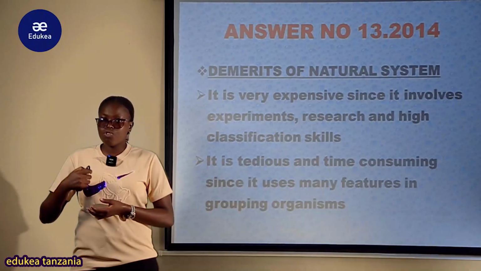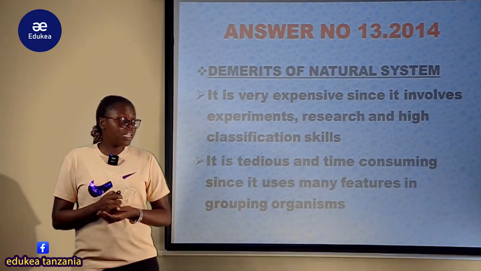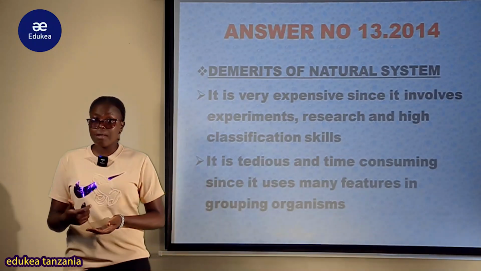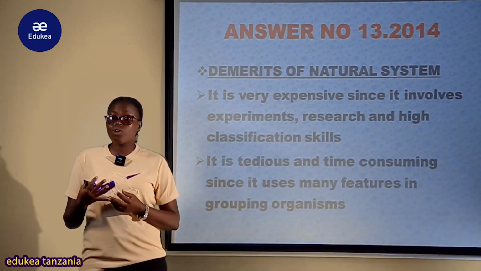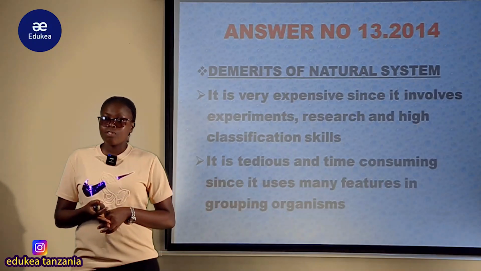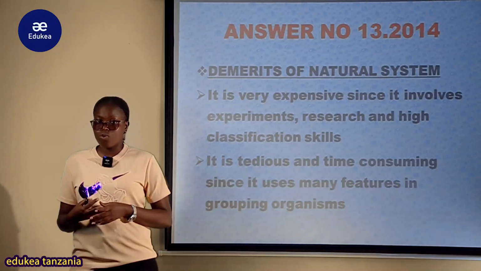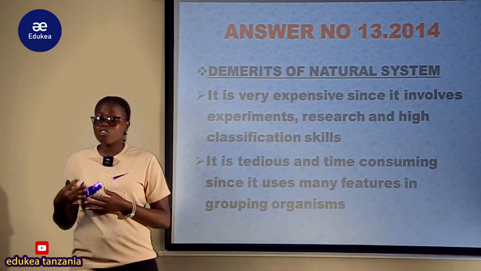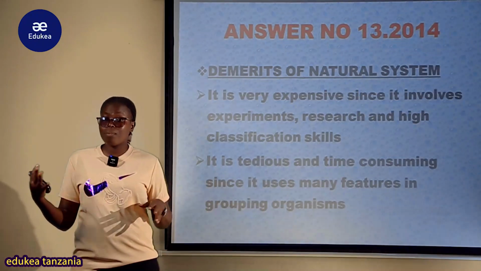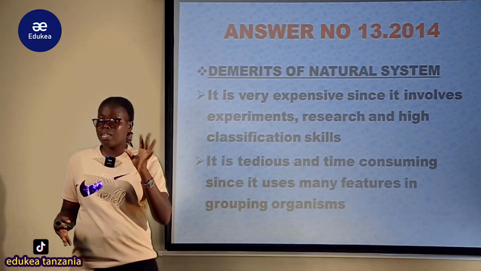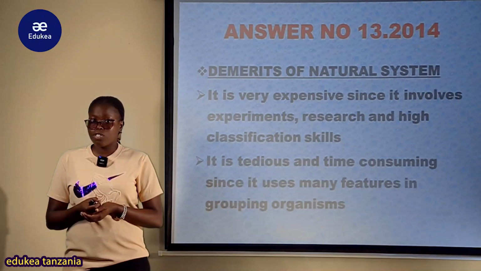The demerit of the natural classification system. Demerit ya kwanza ni kwamba it is very expensive. Kwa nini very expensive? Ni gharama sana. Inahitaji muda wa kuzo collection of the data. Tunaangalia internal na external. You can't only use the external features kwa ajili ya kufanya natural classification. Unatumia collection of data, unatumia muda, unatumia hela kuweza kusafiri sehemu mbalimbali, kuweza kuuliza watu kwa the gathering of the information.